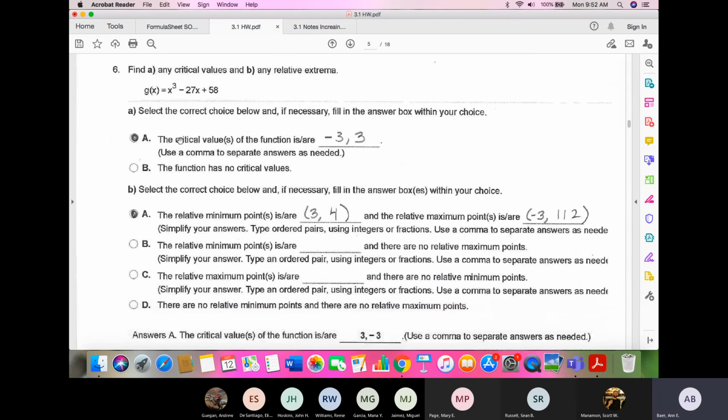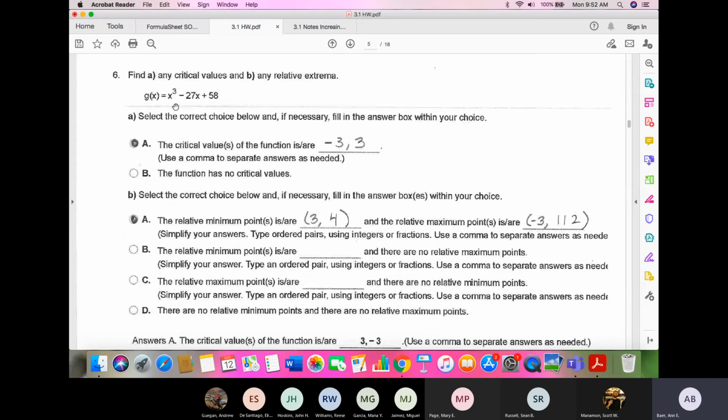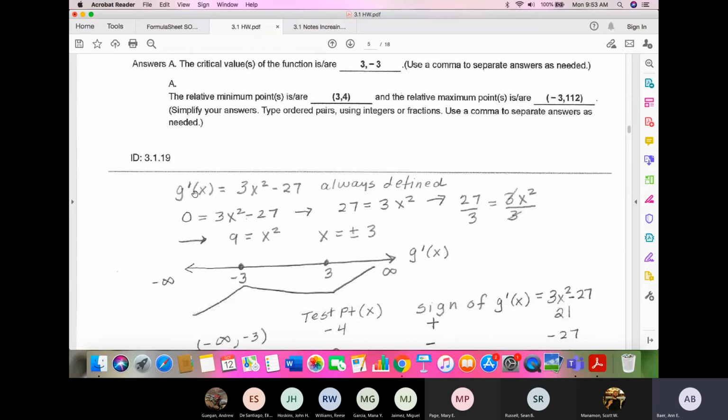So let's do this problem and let's differentiate. We want to find g prime of x to get our candidates for relative extrema. Those candidates are the critical numbers. In order to find the critical numbers, we need g prime. So that would be 3x squared minus 27 times the derivative of x, which is 1. So it's 3x squared minus 27. And the derivative of the last term is 0. So our g prime of x is 3x squared minus 27.